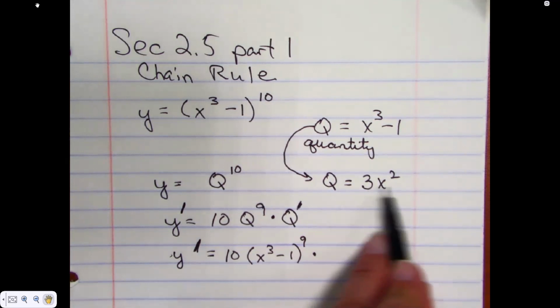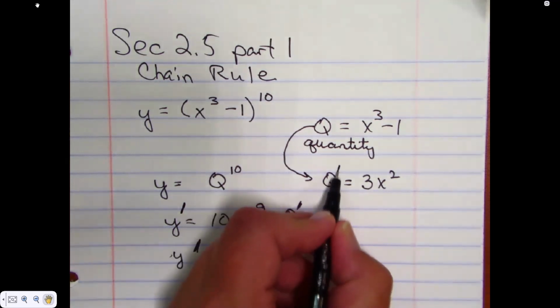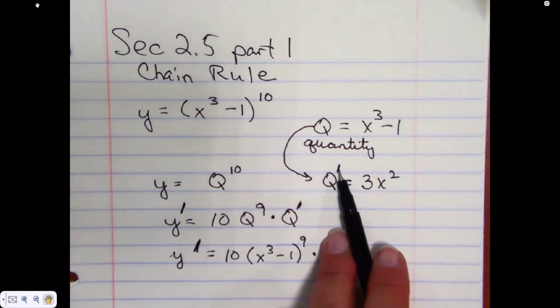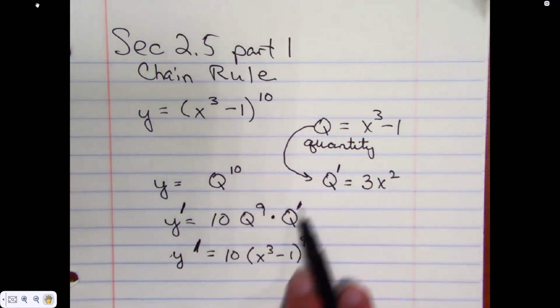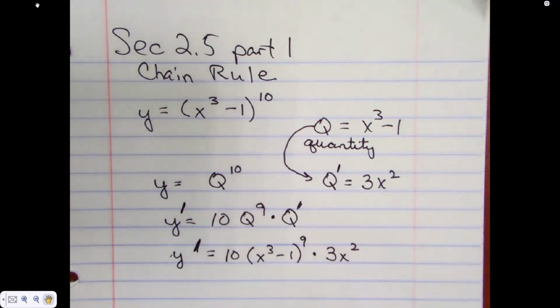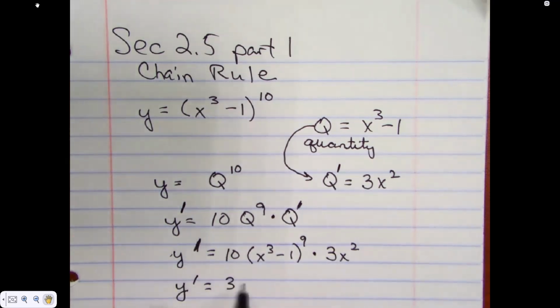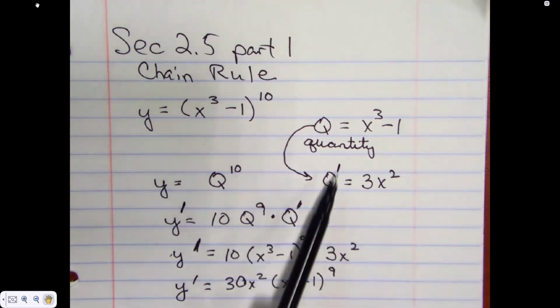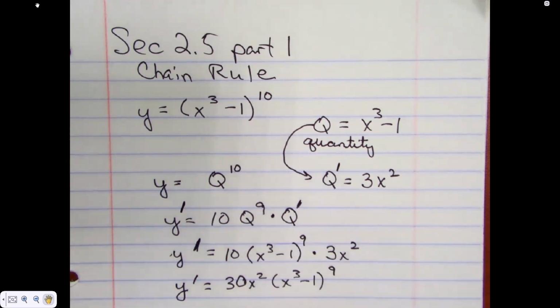And then times the, oops, why do I keep forgetting them? This is important. This is the derivative of Q, and that's what it's calling for here, the derivative of Q, which is 3x squared. And then the only thing here we could do is multiply these guys together. So the best answer is 30x squared, and then x to the 3rd minus 1 to the 9th. Make sure this is important. This is the derivative. We did it, but I didn't mark it.